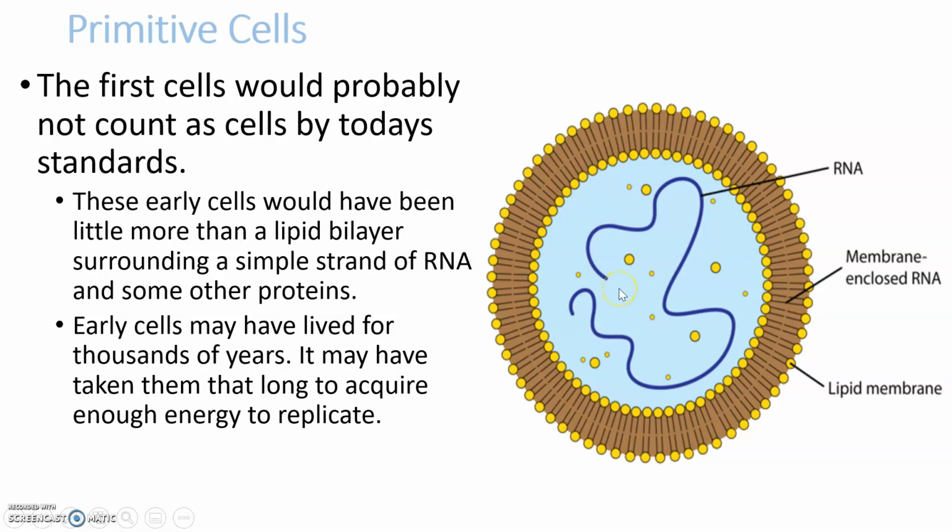These early cells, put air quotes on there, they may have lived for thousands of years. And the reason why they may have lived for thousands of years is because it may have taken them thousands of years to build up enough energy in order to replicate and then divide.